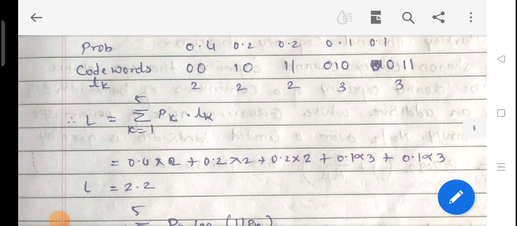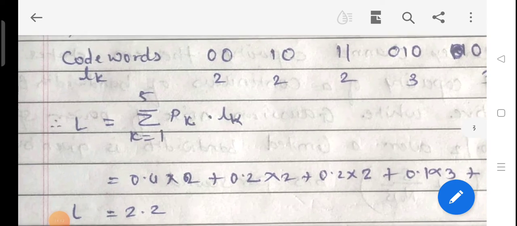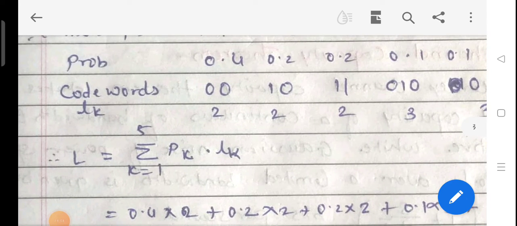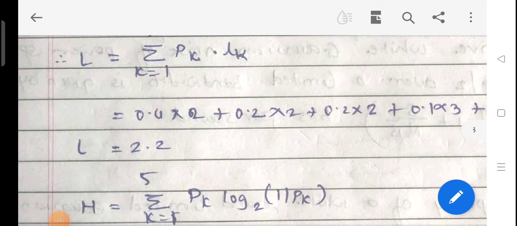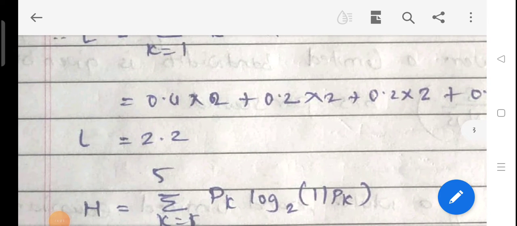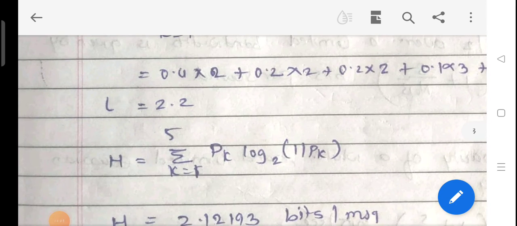And from the equation of code word length, we already know this equation, which is the summation of pk into lk. So we can obtain the value of the code word length by putting in these values from this table. The probability values are already given. The code word lengths we have obtained from this Huffman coding, and if we put those values, we will get the length of the code word, that is 2.2 bits per message.